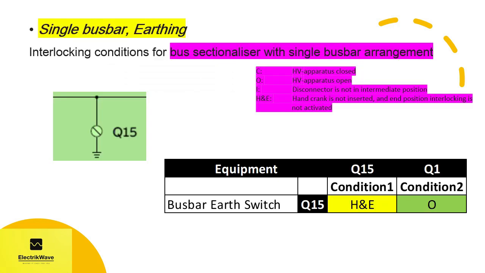Q15 is switchable if conditions 1 and 2 are fulfilled. That is, busbar earth switch crank is not inserted and end position interlocking is not activated, and all busbar disconnectors associated with busbar are open.